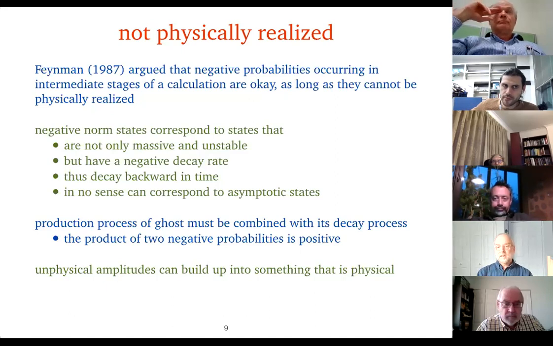So yeah, this was all nicely described by John on Monday. So I'm saying that there's no sense in which these things can correspond to asymptotic states. So it's not like a slightly unstable normal particle, which in some approximation could be considered an asymptotic state. So I say we can't do anything like that here. And so the production process of a ghost must be combined with its decay process. And the product of these two negative probabilities is positive. So I'm just saying this is an example of how unphysical amplitudes can build up into something that's physical.